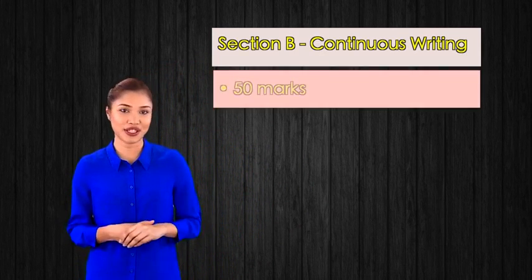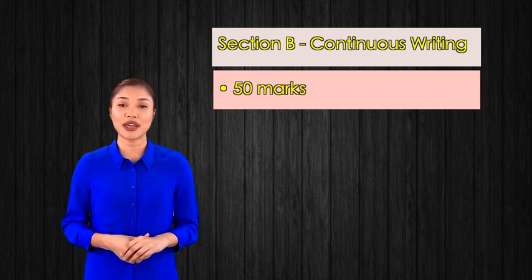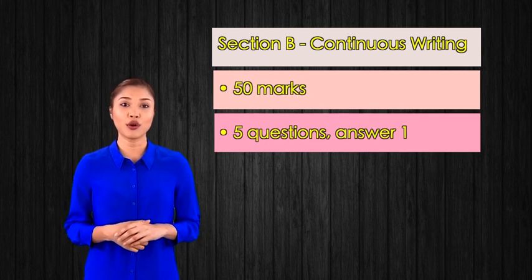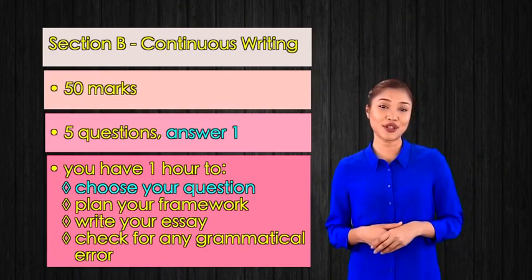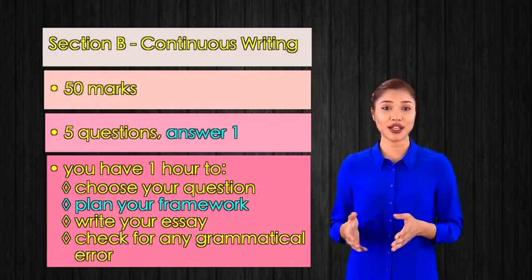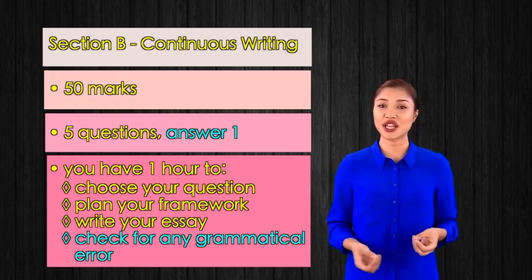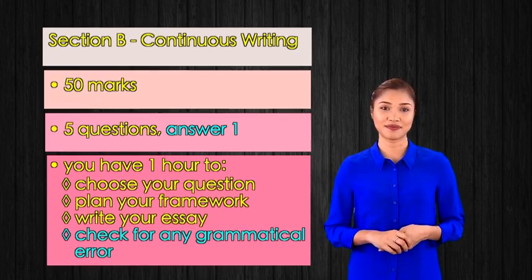This essay typically appears in Paper 1, Section B of the SPM English Language paper. Continuous writing carries 50 marks. You'll be given 5 questions. You only have to answer 1. You have 1 hour to choose your question, plan your framework, write your essay, and check for any grammatical error.